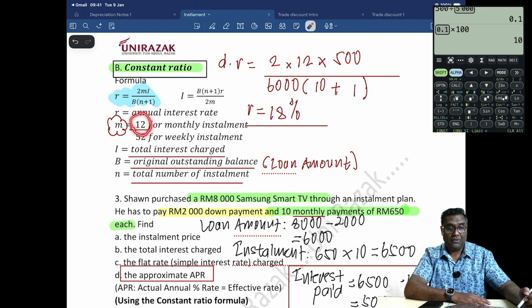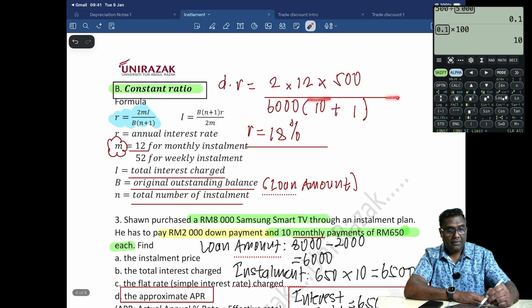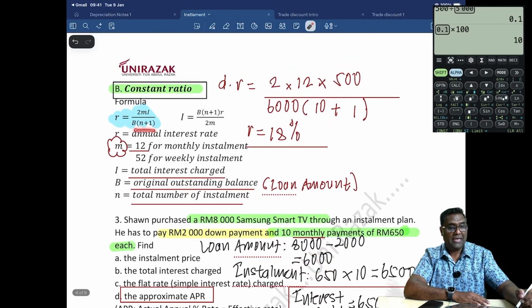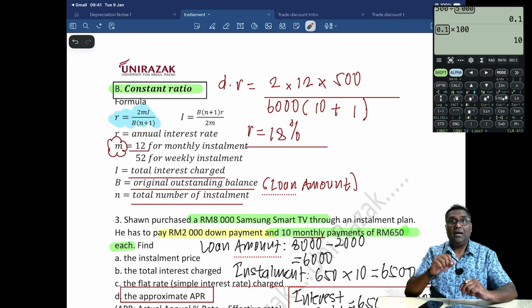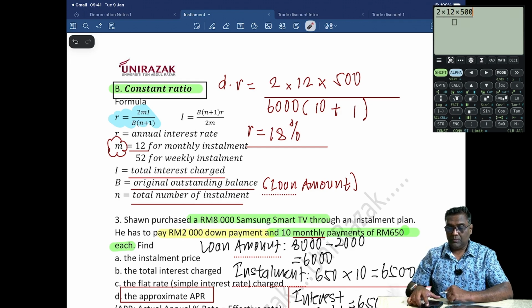So it's times by 12, times by 500, which is called the interest I, which we calculated just now, divided by B, which is called the loan amount. The loan amount was 6,000, and N plus 1. What is N? The total number of installments, 10 plus 1. So then again, our hero by the name of C, the calculator, comes into the picture. So we are going to do 2 times 12 times 500, divided by, move the cursor down, 6,000, times 10 plus 1. Close the bracket.